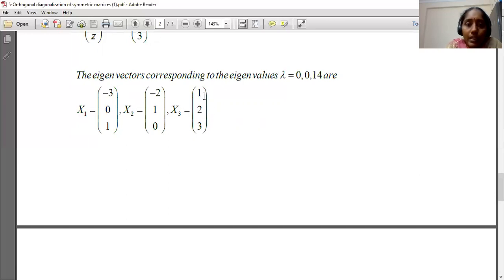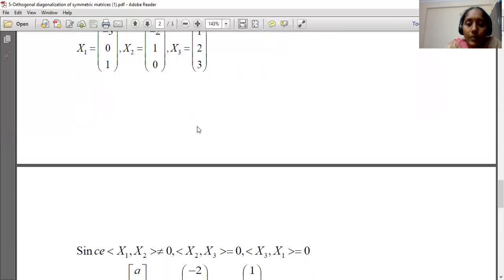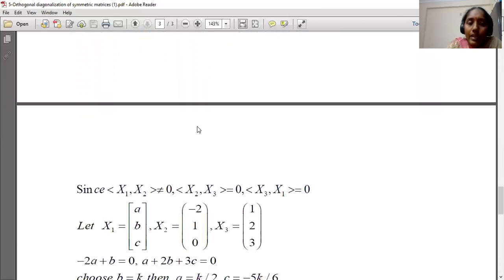Now we will check the other pair, x1, x3. Minus 3 plus 0 into 2 is 0, plus 1 into 3 is 3. Minus 3 plus 0 plus 3 becomes 0. That means x1, x3 are also orthogonal. Here x1, x2 are not orthogonal, x2, x3 are orthogonal, and x3, x1 are also orthogonal. But here one pair is missing.